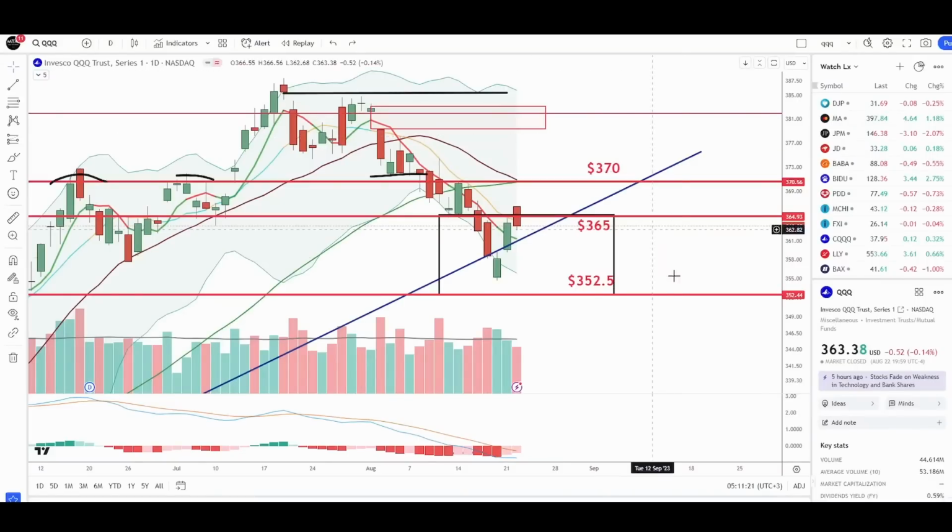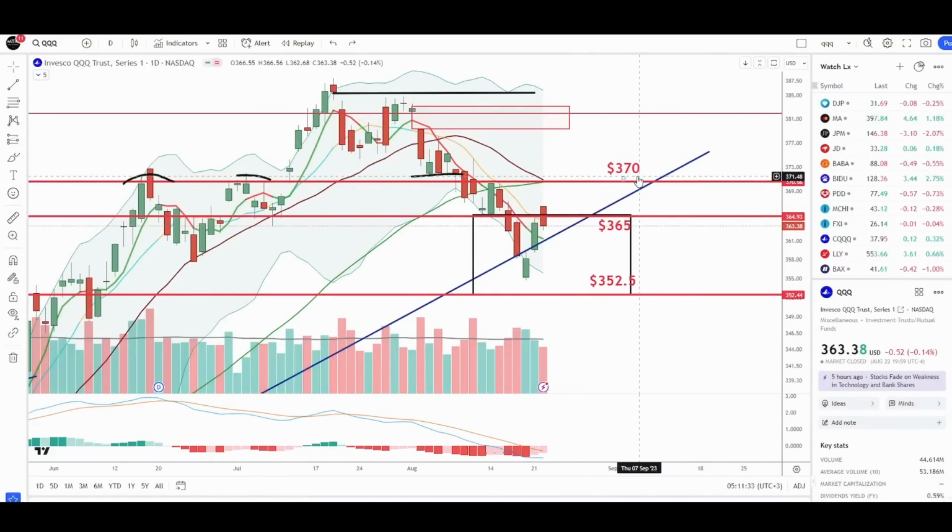Okay, let's take a look at the Nasdaq. You can take a screenshot of this to record these key levels. We're looking at 370 as resistance. We have this double top back here. It acted as support. Then once we broke through it, it acted as resistance. And so we're looking at 370.